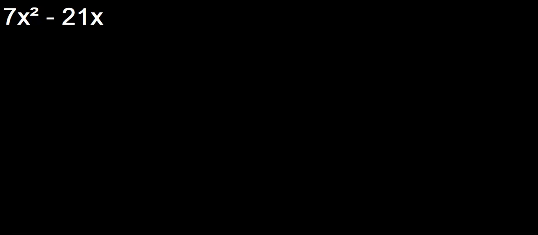Suppose you have to factor the polynomial 7x squared minus 21x. Here's an easy way to factor any polynomial in only 3 steps. Our first step is to find the largest integer that will divide all the terms.